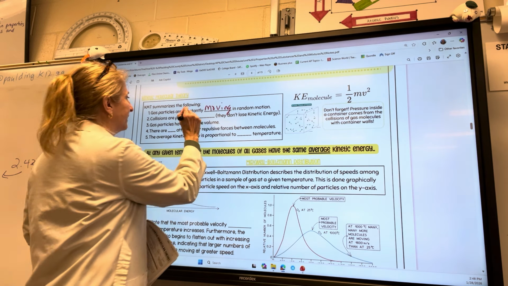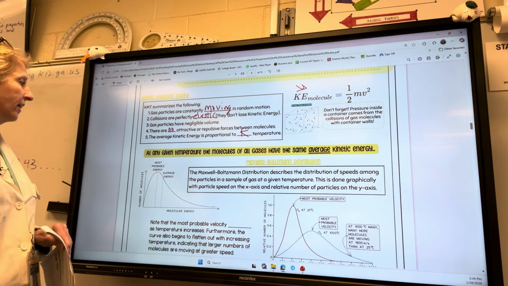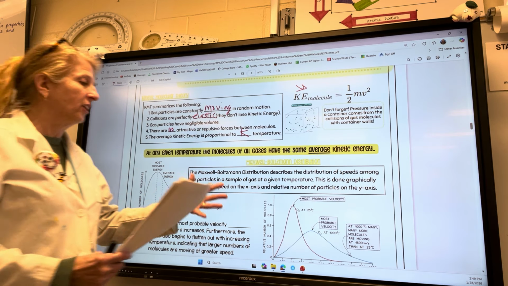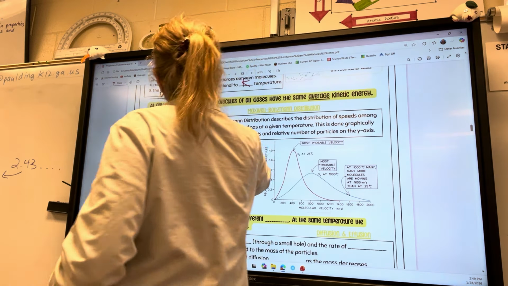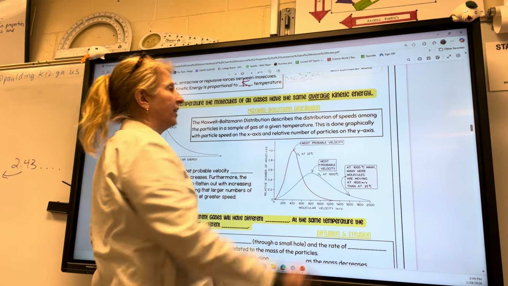That's all. This formula, you learned it in physics, you learned it in physical science. But this is the new thing. Okay, yay, something new. It's this little diagram of it. At a given temperature, the molecules of gases have the same average kinetic energy.